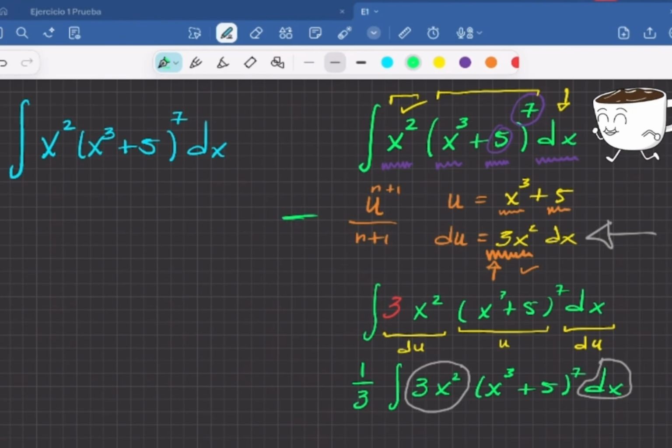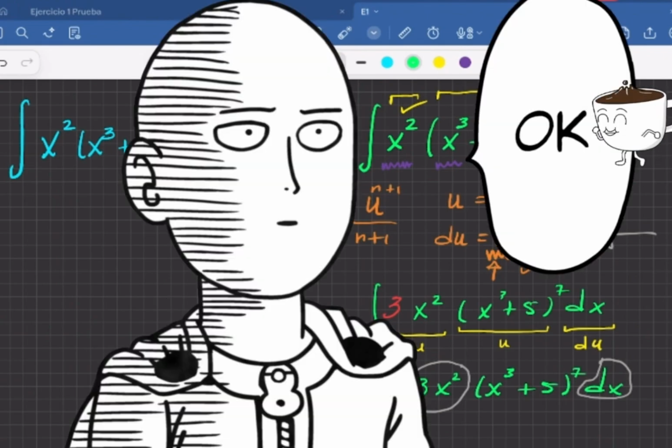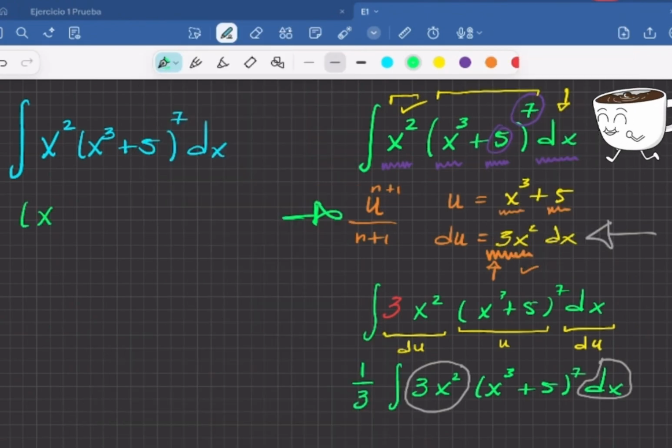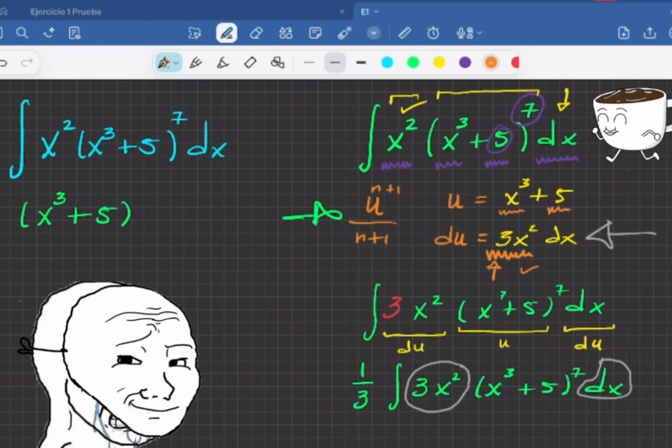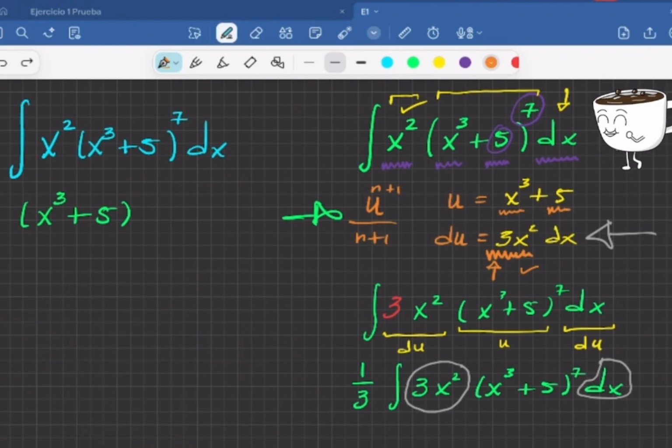Now how would the result look? This is the formula of the chain rule. Our u that we had taken is x cubed plus 5. Then we would have x cubed plus 5, but now it is necessary to use the 7, which is the power, because the formula asks us for an n. Our n would be 7, perfect. Then we place n plus 1, as indicated in the formula, which is 7 plus 1.